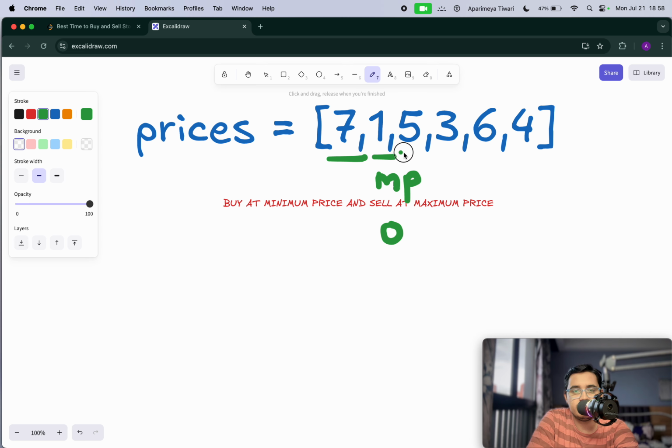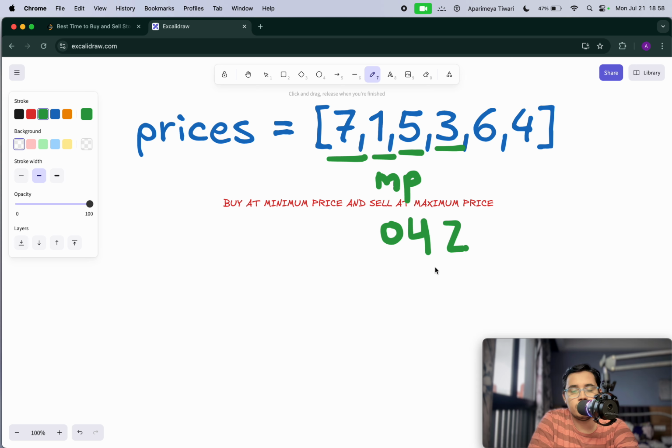Then we're going to go to 5. Now 5 is not less than minimum price, so minimum price remains 1. And then we're going to find out the profit, assuming that minimum price is 1. So profit becomes 4 over here. We go to the next element, 3. Again, 3 is not less than minimum price, so profit over here would become 2.